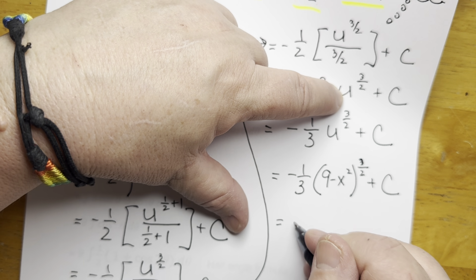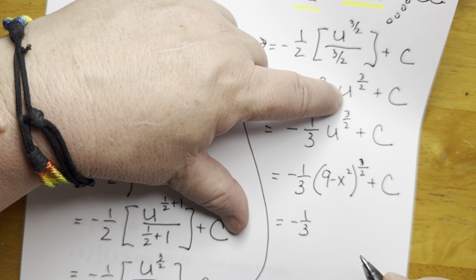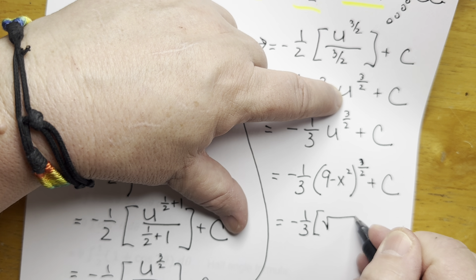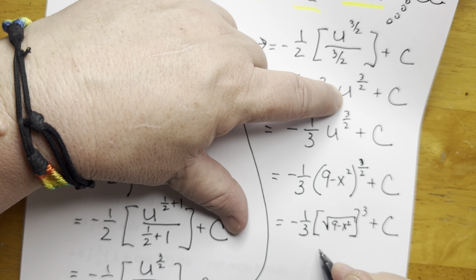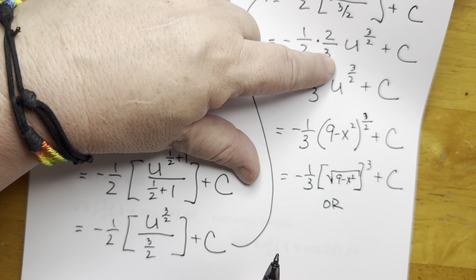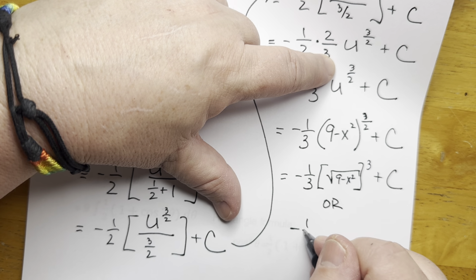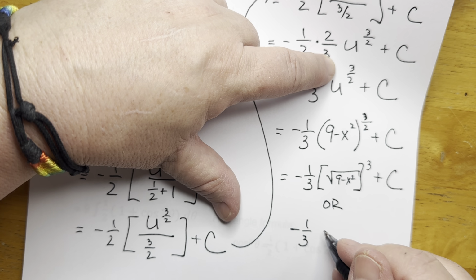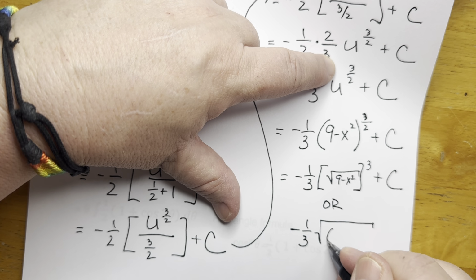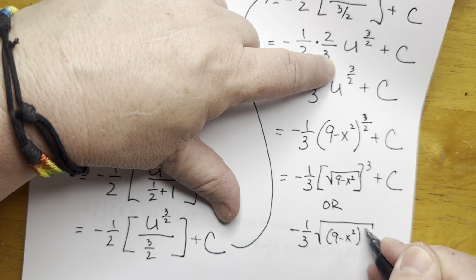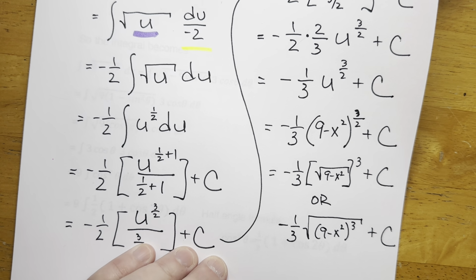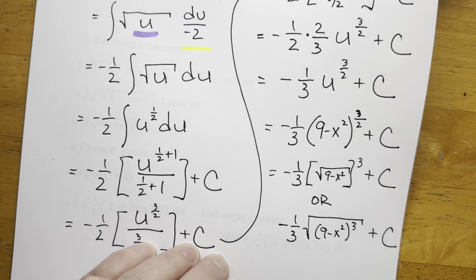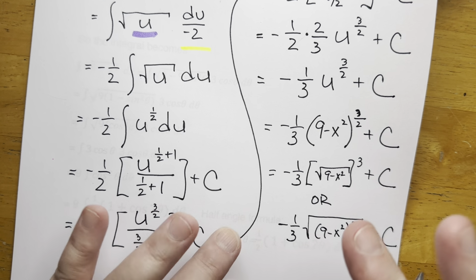So what does that mean? This could either be -1/3 times the radical of 9 minus x squared, the whole thing cubed, or it could be -1/3 times the radical of 9 minus x squared cubed. So the square root and the cube can go in either order. It's up to you which one you want to do first. And we're done. Woohoo! Yay!